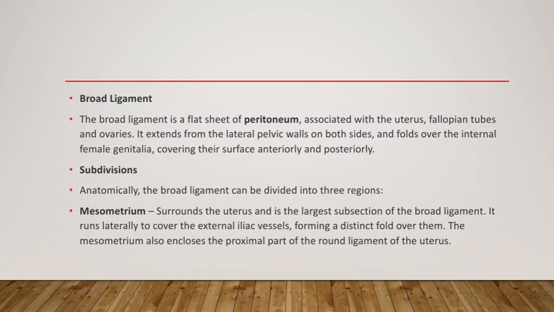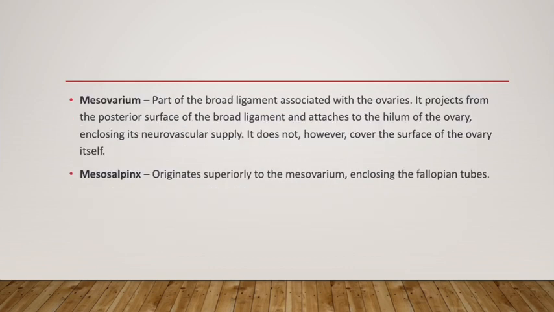Subdivisions. Anatomically, the broad ligament can be divided into three regions. Mesometrium surrounds the uterus and it is the largest subsection of the broad ligament. It runs laterally to cover the external iliac vessels, forming a distinct fold over them. The mesometrium also encloses the proximal part of the round ligament of the uterus.